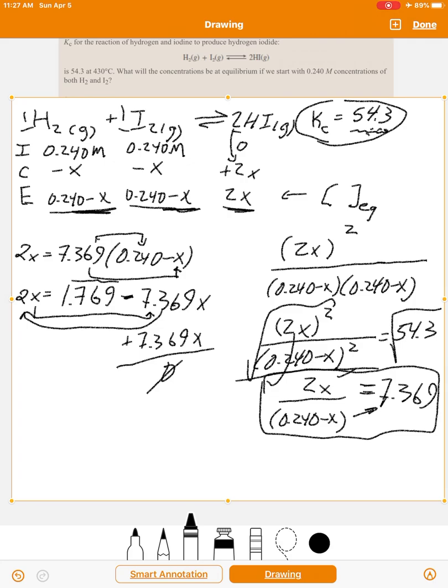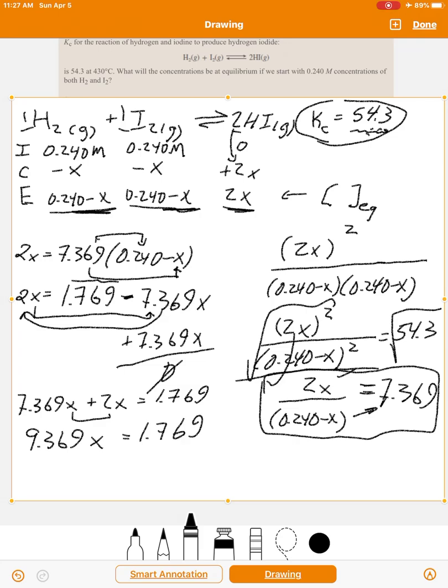So I have to add 7.369x to the left side. And that would give me 1.769. Okay? Now these are like terms, so you just add the coefficients, right? 7.369x plus 2x is 9.369x. And that would be equal to 1.769.